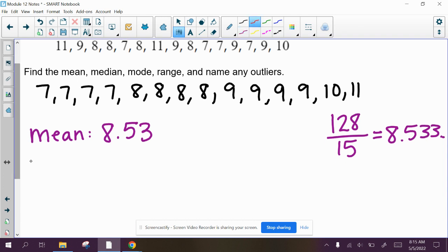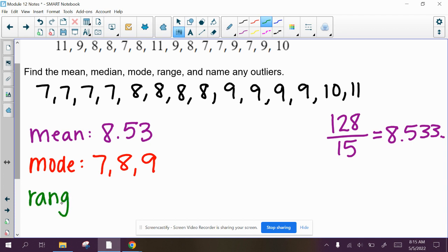Next, we do the mode, which is the ones that occur the most. There can always be more than one mode, or there could be no mode. In this case, we have 4 7s, 4 8s, and 4 9s. So our modes then are 7, 8, and 9. Then we do the range, which is when you take the biggest value in your data set and subtract your smallest value to see how wide a range this data set has. In this case, 11 is our greatest, 7 is our smallest, and that is equal to 4, so our range is 4.